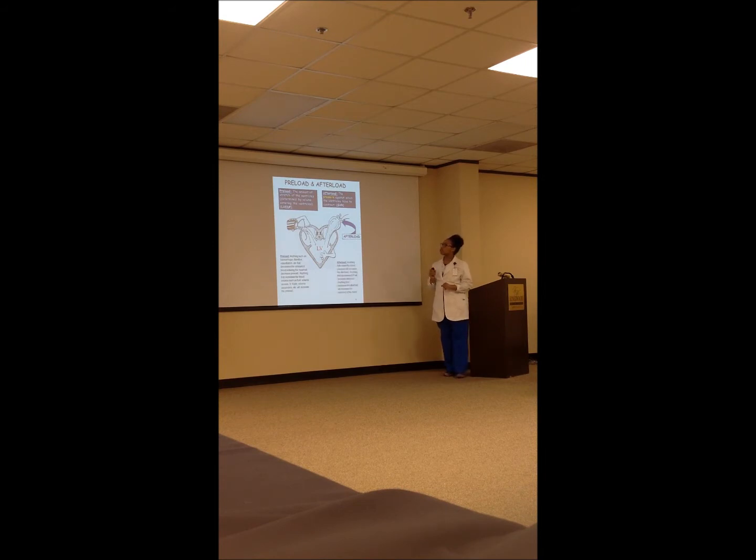So preload is the amount of stretch of the ventricles. It is determined by the volume entering the ventricles. So anything such as hemorrhage, diuretics, vasodilators can all decrease the amount of blood entering the heart, which will in turn decrease the preload. Anything that increases the blood volume, such as fluid volume excess, IV fluids, or volume expanders, will increase the preload. Okay, got that?